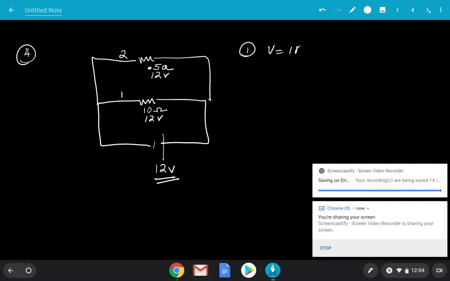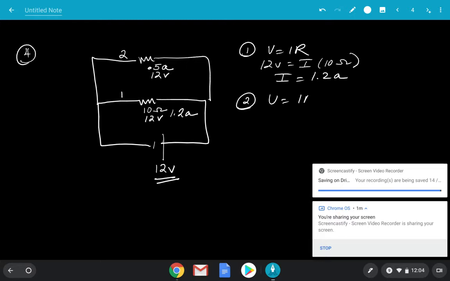So V equals IR. This is only for number 1. We've got 12 volts. We're looking for I. We've got 10 ohms. So that gives me a current of 1.2 amps right here. For number 2, we're going to do the same thing, except, of course, we're looking for resistance instead.